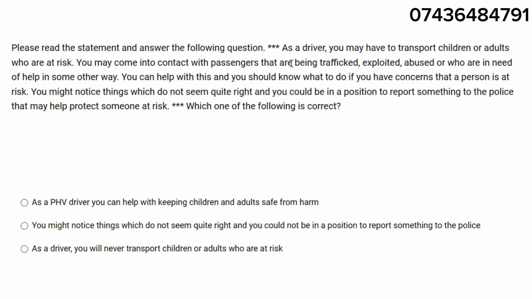Okay, the scenario is, as a PHV driver, you may have to transport children or adults who are at risk. Yeah, you have to. You may come into contact with passengers who are being trafficked, exploited, abused, or who need help in some other way. You can help with this, and you should know what to do if you have a concern that a person is at risk. You might notice things which do not seem quite right, and you could be in a position to report something to the police that may help protect someone at risk. Which one of these? So you all know it will be: as a PHV driver, you can help with keeping children and adults safe from harm.